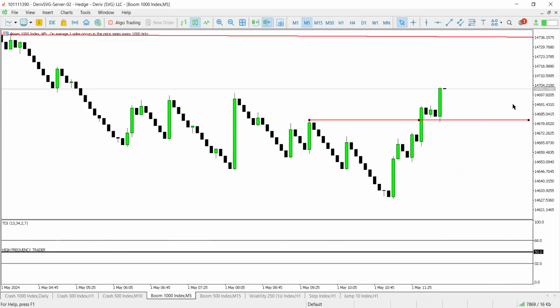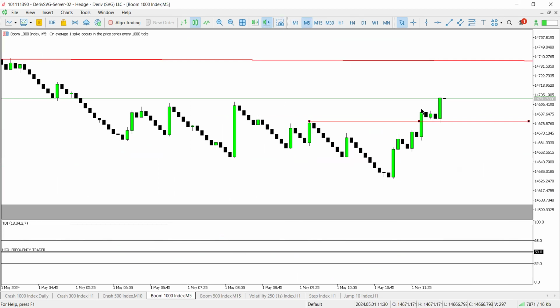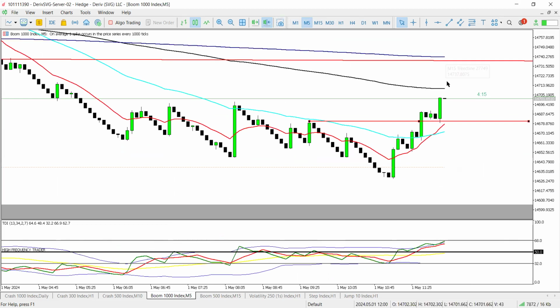If you jump to M5, you see this pattern looks like they could push up maybe to around 14,740. That's a potential target. At the same time, I just want to pay attention to here. They might hit here, then drop. They might come here, then drop. But otherwise, I'm still leaning on a short-term buy. Why am I buying?